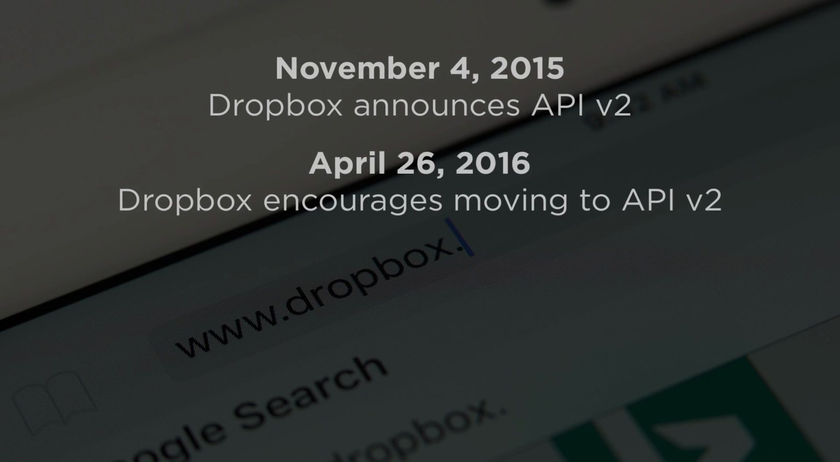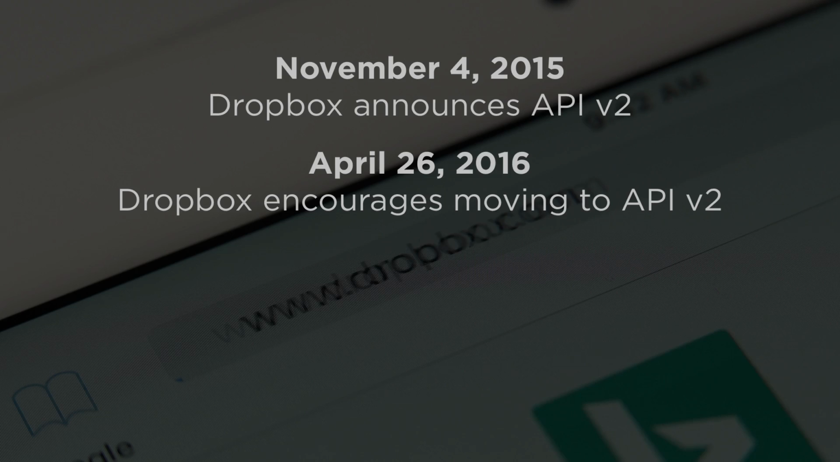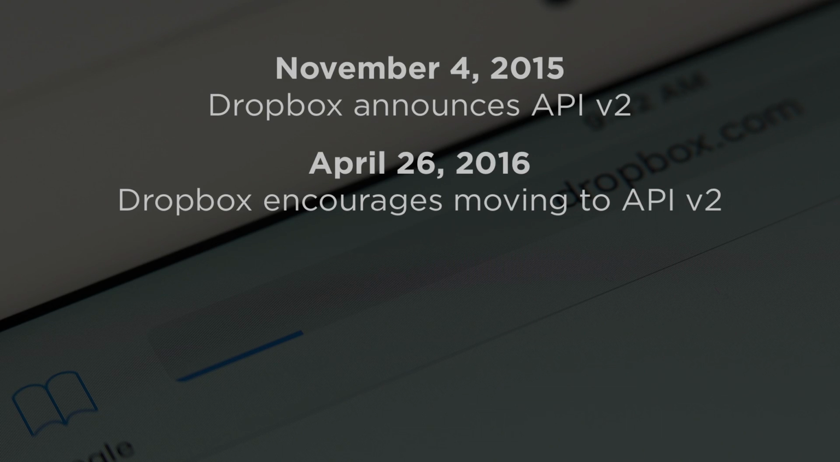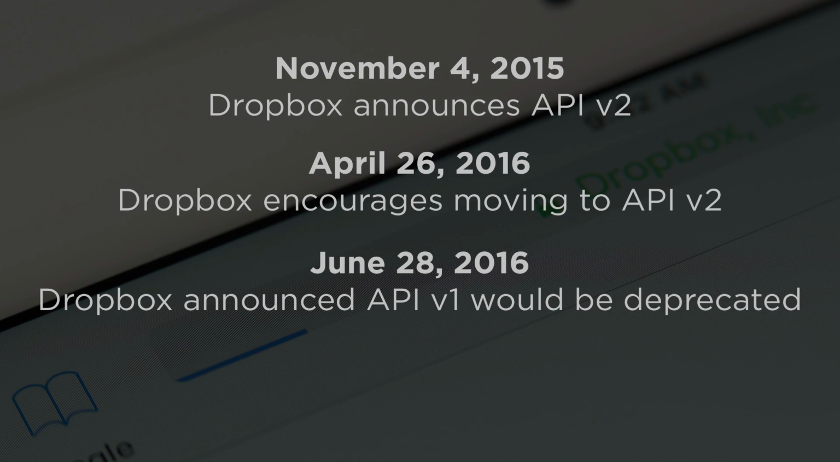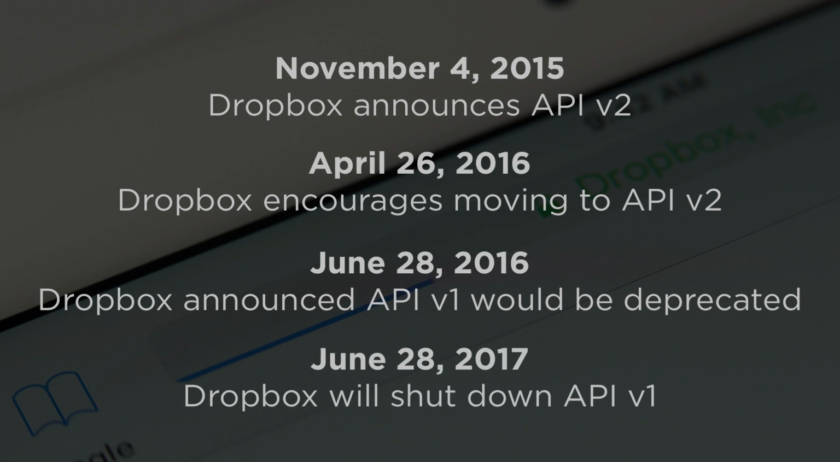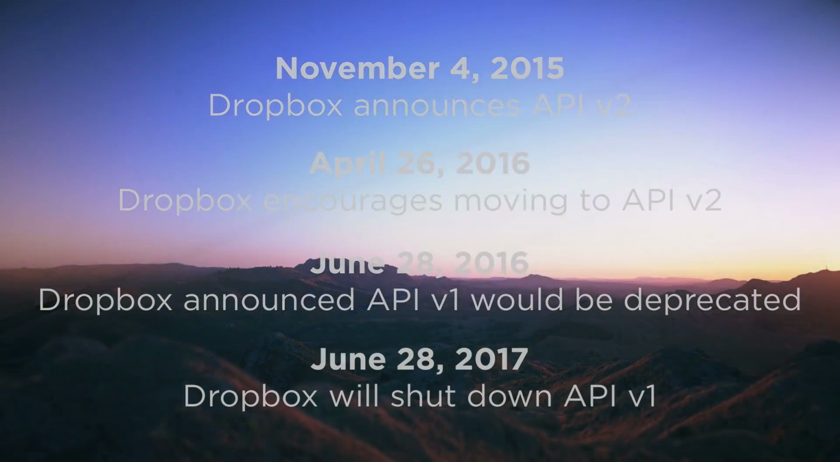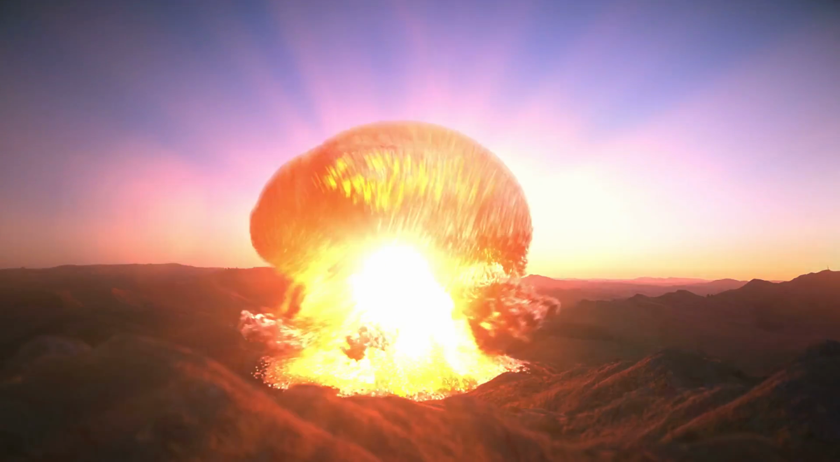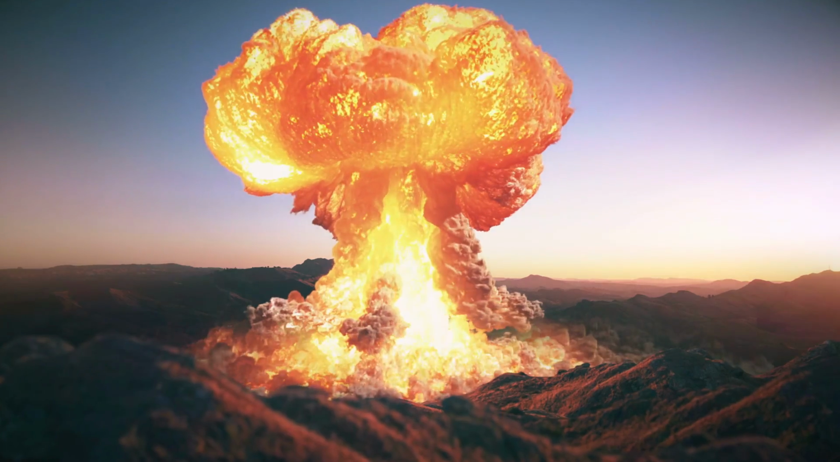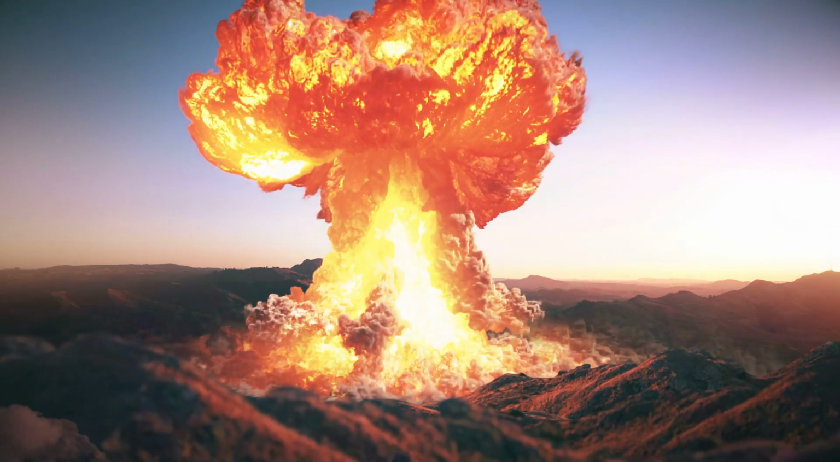About a year ago, Dropbox announced that developers would need to start moving to version 2.0 of their API. This application programming interface is how apps would need to talk with Dropbox. On June 28, 2016, Dropbox announced they would shut down version 1 of their API on June 28, 2017. This means any app that hasn't been updated by that time will stop working.